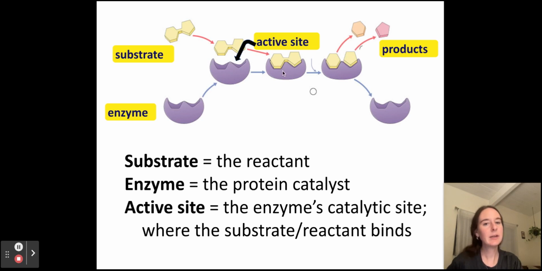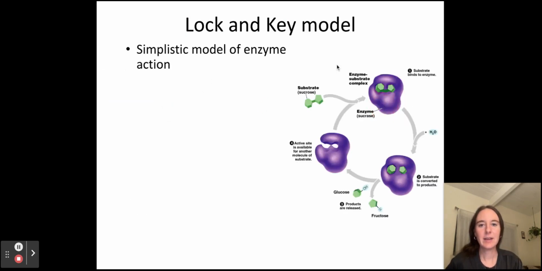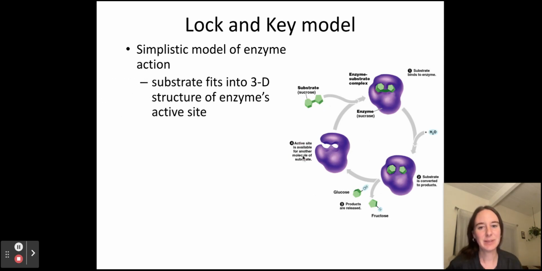And when it's bonded, this enzyme can actually speed up some sort of chemical reaction. So for this specific enzyme, it's going to break the reactants and form products that now are monomers. And then that enzyme can now be recycled and used again. Now, sometimes when we want to simplify this, we can call it the lock and key model. Scientists used to think that the substrate acted like a key and went into a lock here. But this is a very simplistic model.